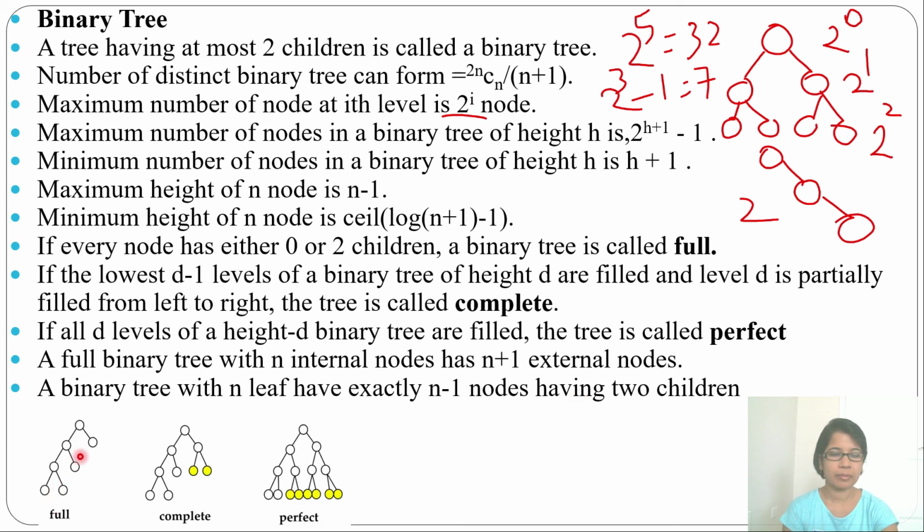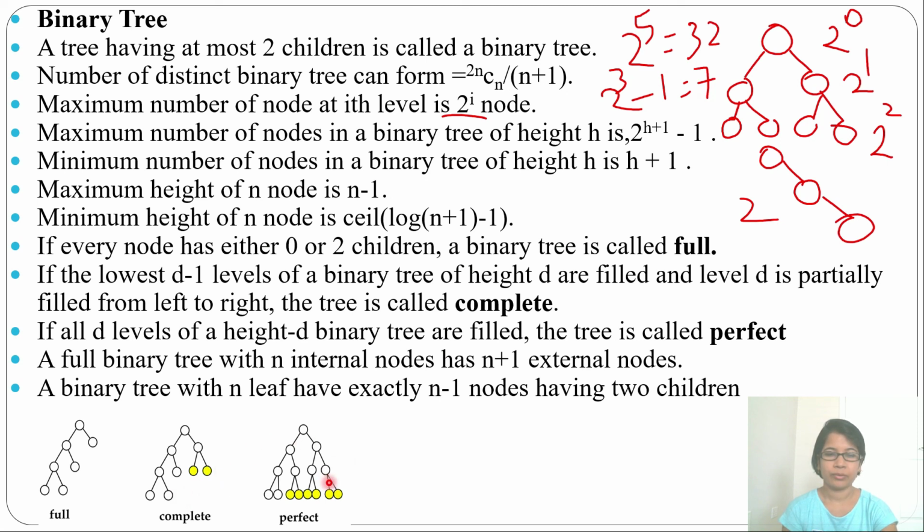So this is the example of full. Every node has 2 children or 0 children. Like these are the leaves, they have 0 children and this has 2 children. So this is full, but it is not complete. Like here it is not filled, here not filled. This is a complete one: level 0, first level and second level are full. Just the last level is filled from the left side. So that is a complete binary tree.